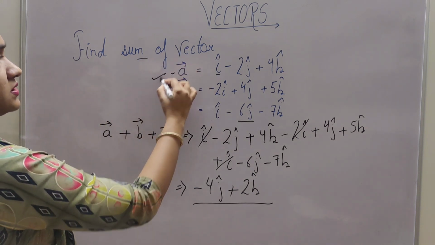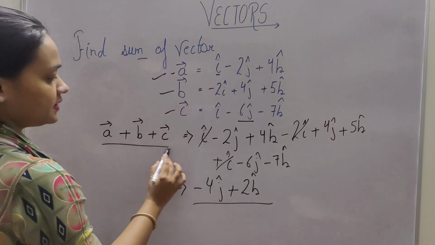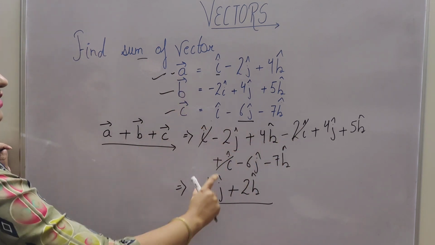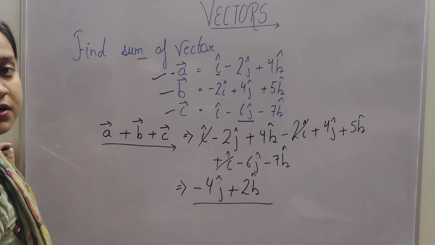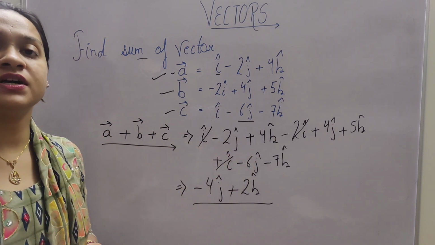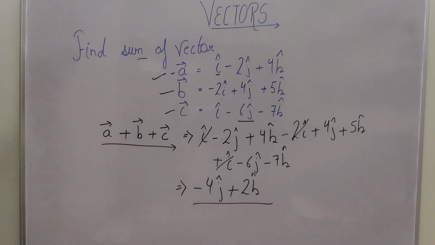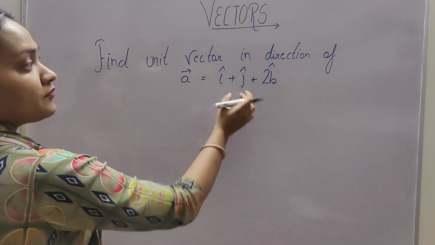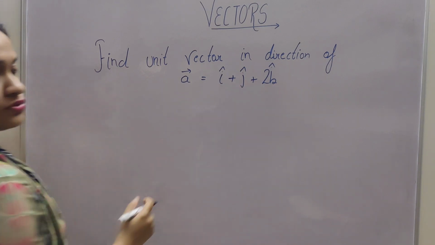Find sum of vectors. 3 vectors are given. You have to calculate the sum of the vectors and take A vector, B vector and C vector. Write in this way and you get the answer. Moving ahead with the next question. Next question: find the unit vector in direction of A vector, i plus j plus 2k.